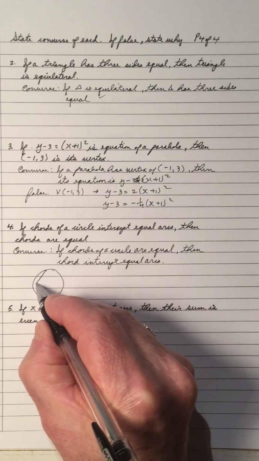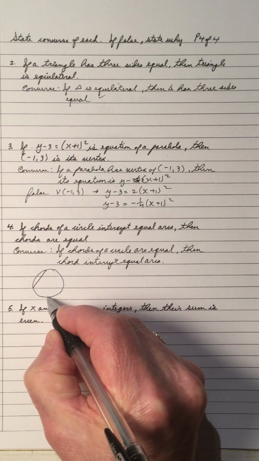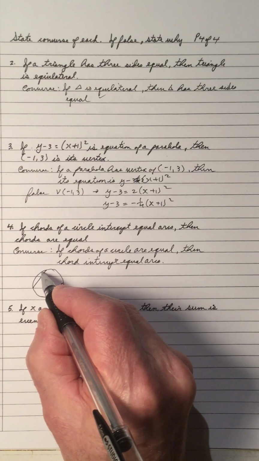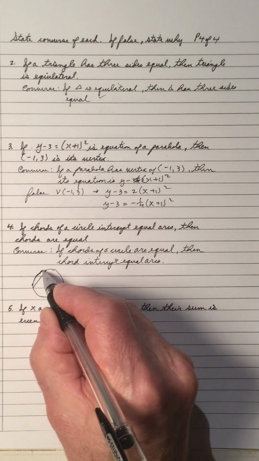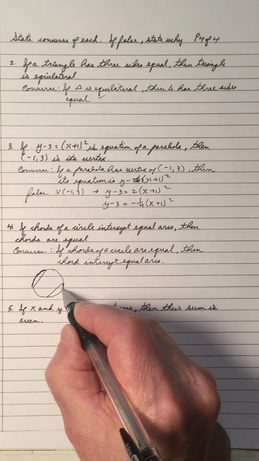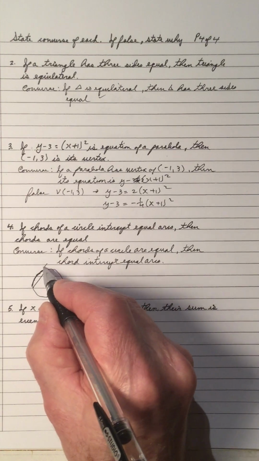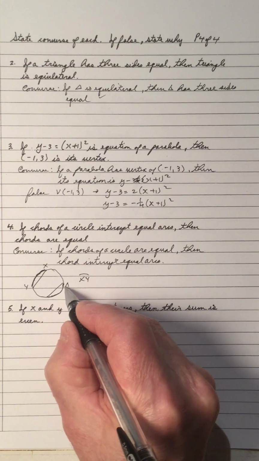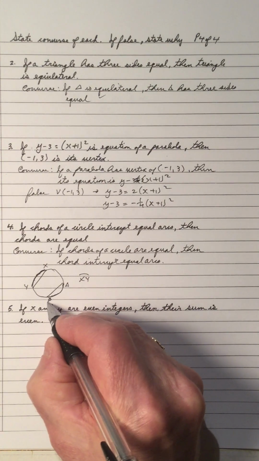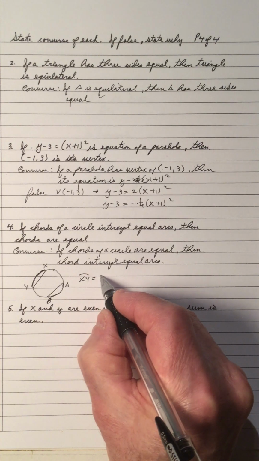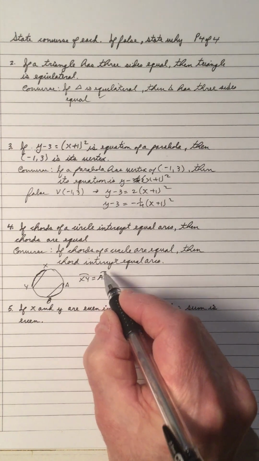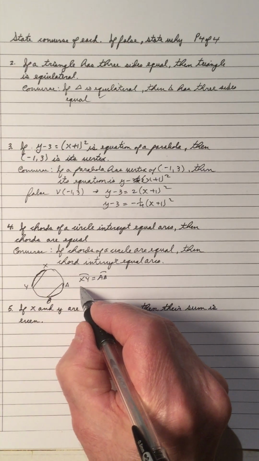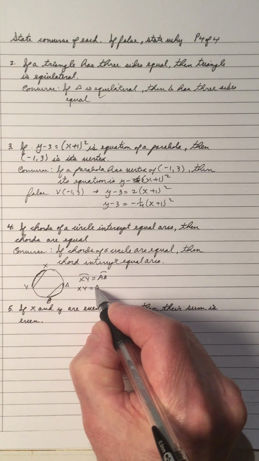So what we're saying here is that the conditional sentence, if the chords intercept equal arcs, so if these two chords intercept these arcs here that are equal, so if x, y equals a, b, so if the arcs are equal, then the chords are equal. So that means x, y is equal to ab.